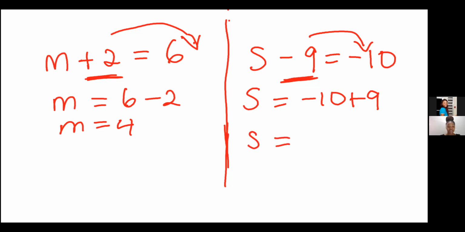So S is equal to, now we have when the signs are different, we subtract and keep the sign of the larger number. So 10 minus 9 is 1, and the larger number is minus. So S is equal to minus 1. That's how we work out some simple algebra expressions.